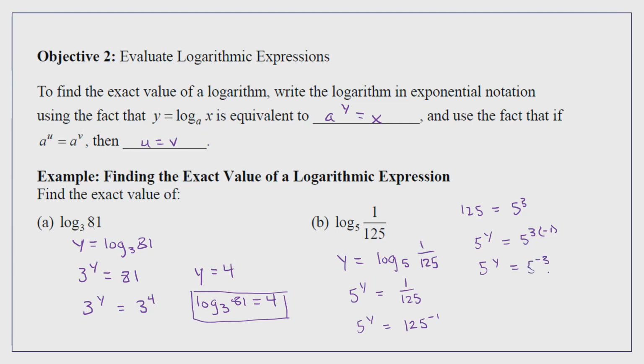So now that I have the same base, I can drop my base and set my powers equal to each other. So y equals negative 3. Therefore, the log base 5 of 1 over 125 equals -3. Awesome.